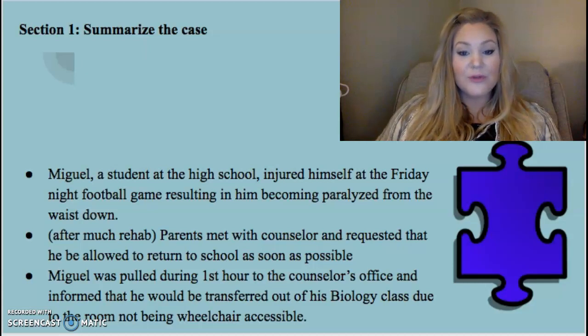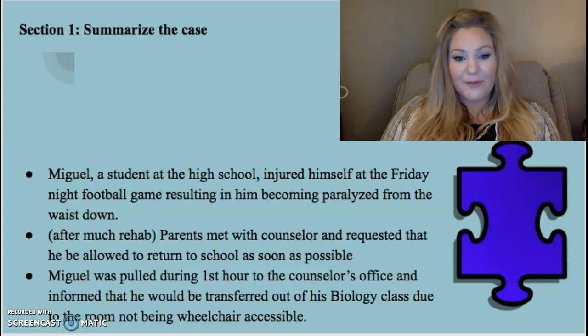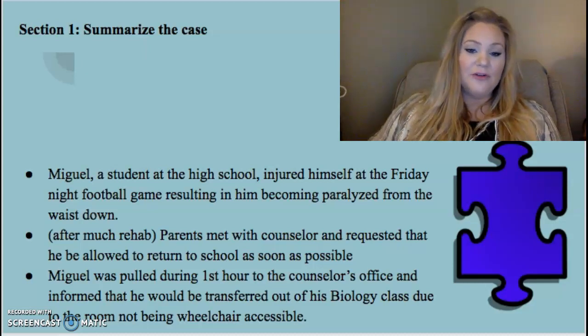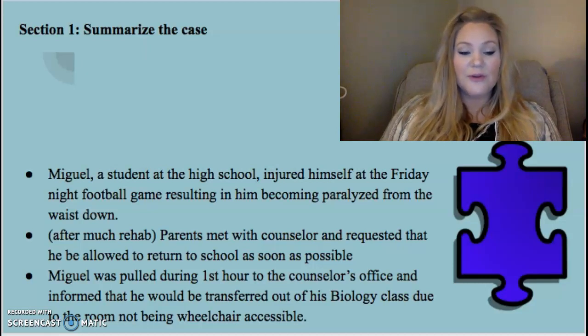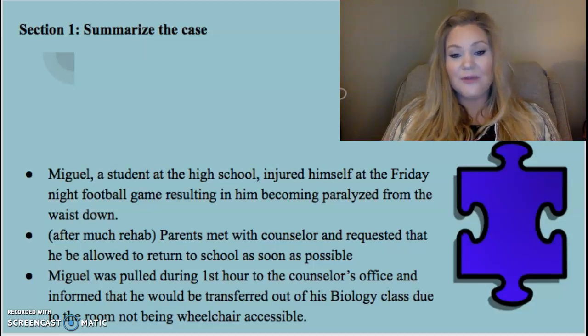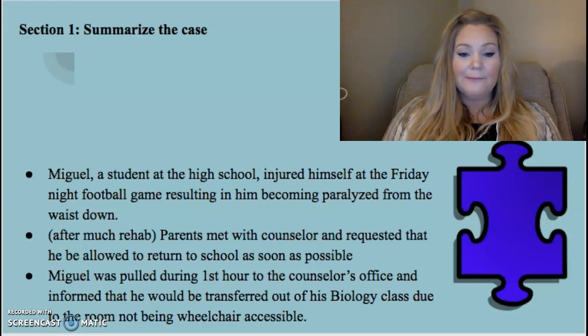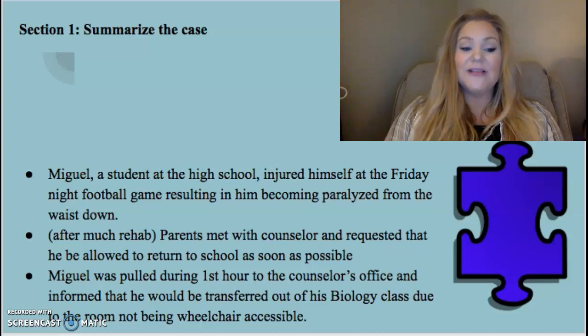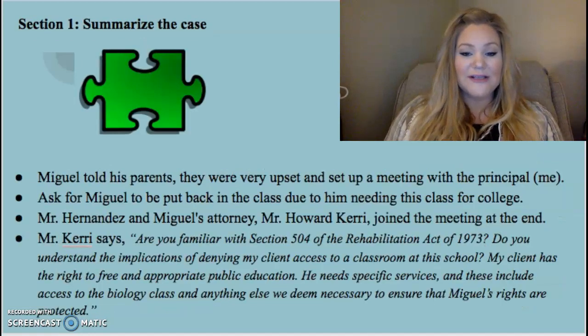So Miguel returned to school, and when he returned, he was pulled from his first hour class to go meet with the counselor. The counselor was the one who originally met with the parents, so Miguel knew that she was in the loop and knew what was going on. He goes to meet with her on her request, and she informed him that he would be transferred out of his biology class due to the room not being wheelchair accessible. She enrolled him in another science course that would meet graduation requirements, but had to drop him from biology because that specific room was not accessible to Miguel.